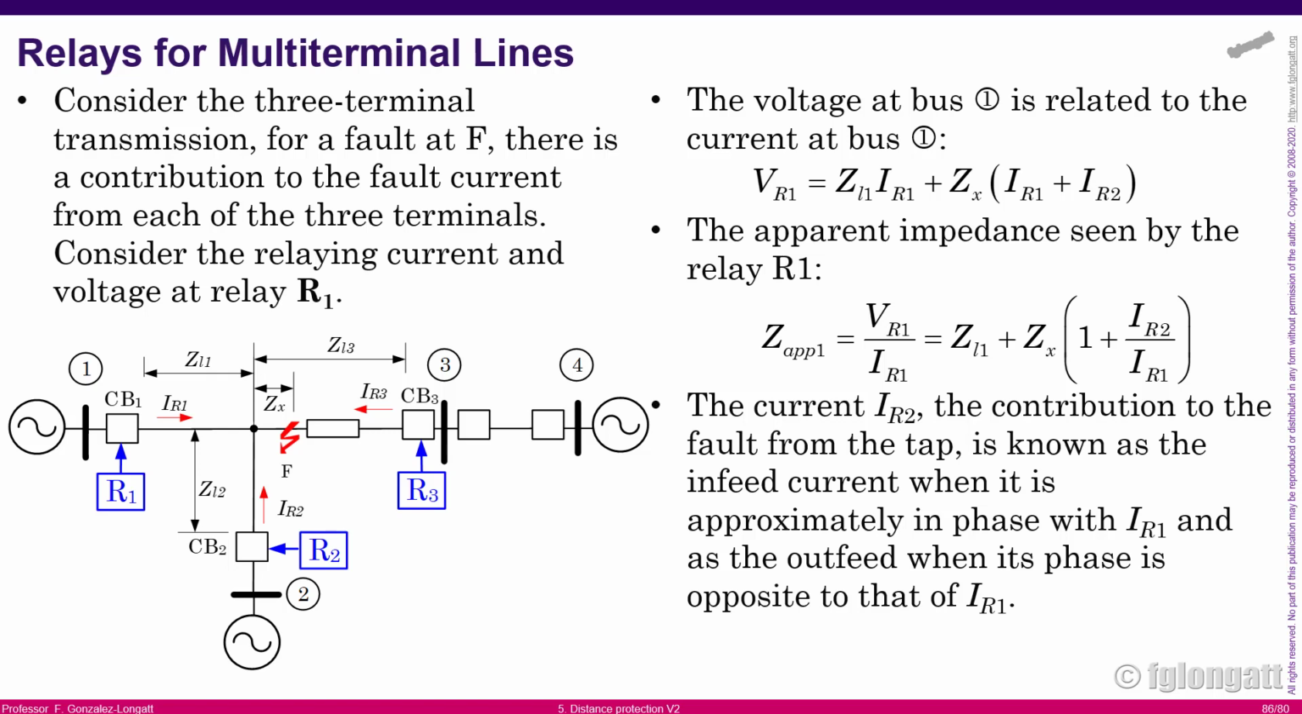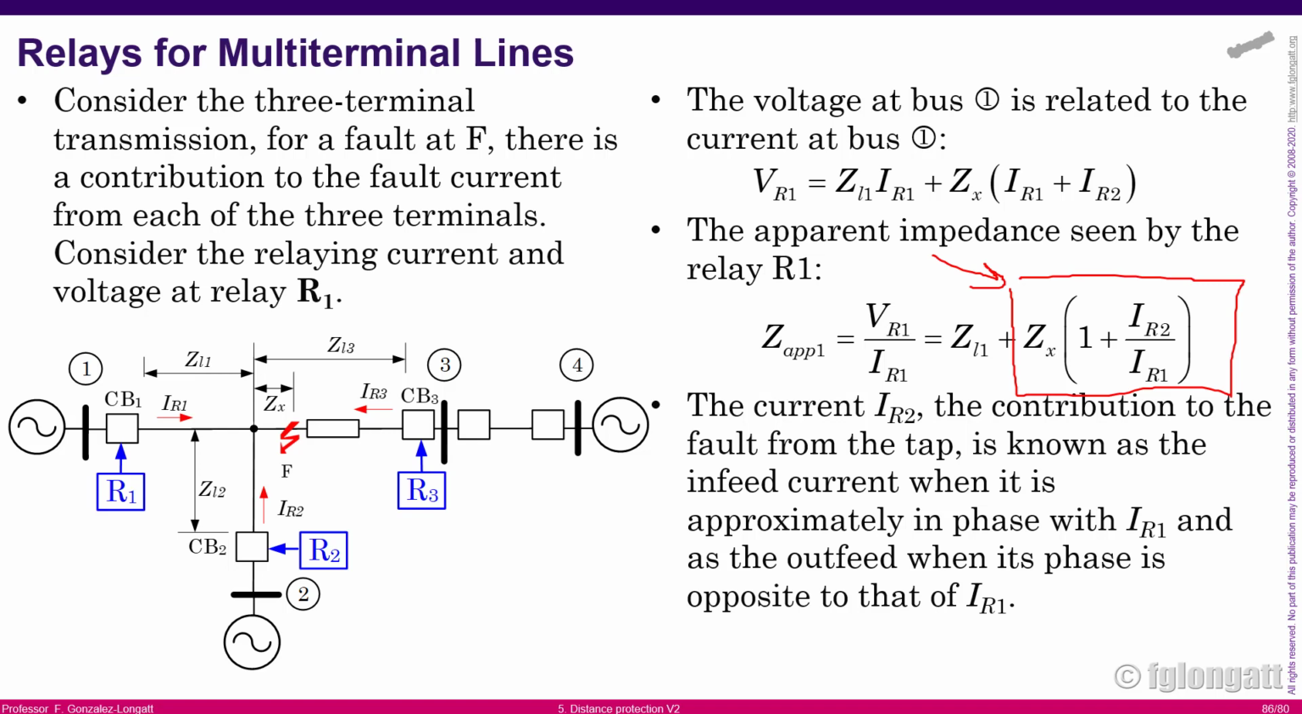And the solution is we divide this voltage by the current that is moving, and we have this term here, and this term is coming from the contribution from the tapping in the transmission line.